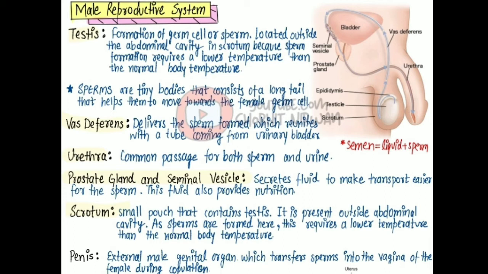Prostate gland and seminal vesicle secrete fluids to make transport easier for the sperm. The fluid also provides nutrition. Scrotum, a small pouch that contains the testes. It is present outside the abdominal cavity as sperm formation requires a lower temperature than the normal body temperature. Penis, the external male genital organ which transfers sperm into the vagina of the female during copulation.